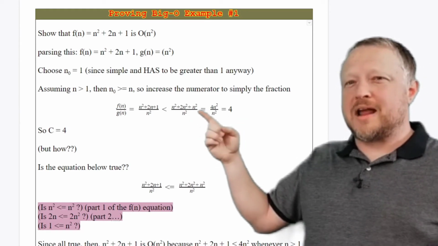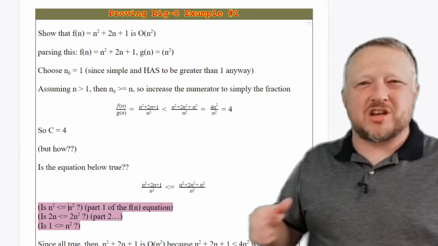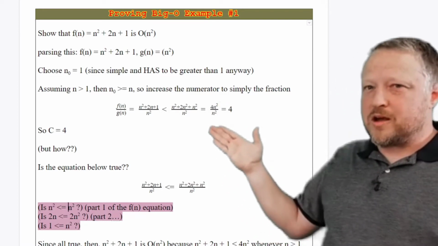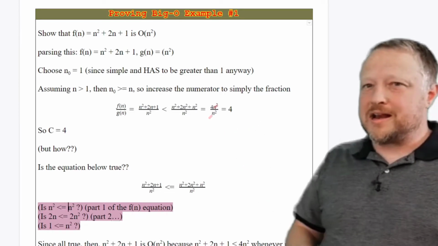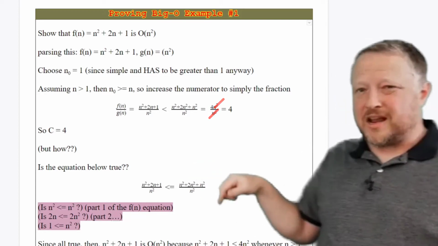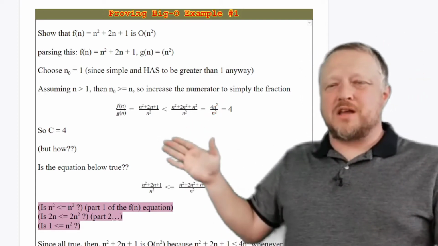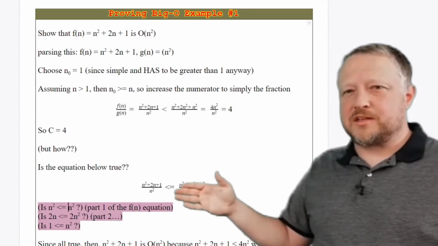Most of it's the same, but I added a couple of n's, or n squareds, to it, just to frankly make it so that we can cancel things out and get our 4 for our constant. Again, I'll use that constant here in a moment. Now that we've done that, let's break things down.